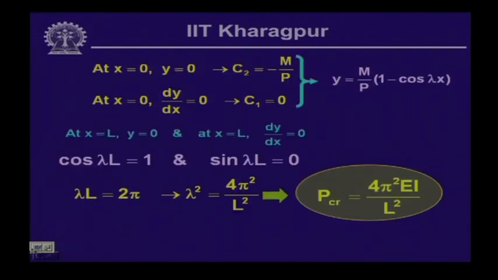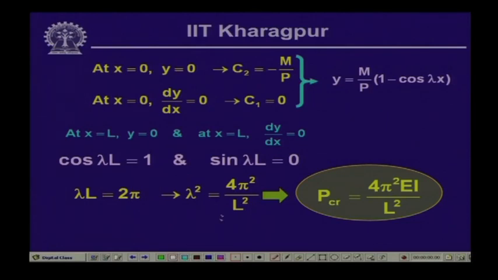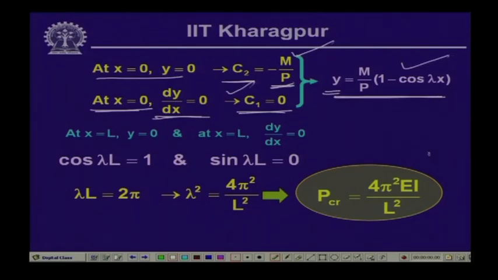The boundary conditions are that at x equals 0, y is 0, and that gives us C2 equal to minus m by p. At x equals 0, since it is fixed, dy/dx equals 0, that gives us a value of C1 equal to 0, and thereby we have y equal to m by p into (1 minus cos lambda x). This is the expression for the elastic curve, which is y equals m by p into (1 minus cos lambda x).